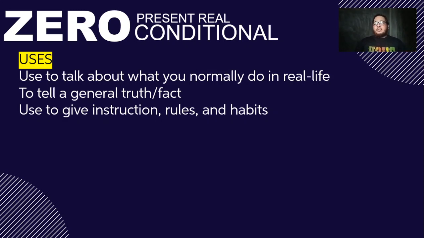And in terms of uses, the following are the uses of zero conditional. First, it is used to talk about what you normally do in real life. Meaning to say, you make use of zero conditional in telling conditions that you are doing in real life. Number two, you use this to tell a general truth, to tell factual information. And of course, you use this in giving instructions, giving rules, and in telling habits.